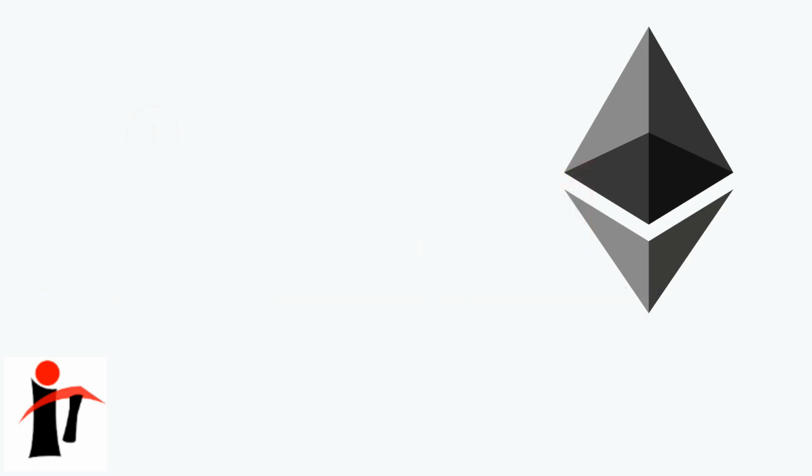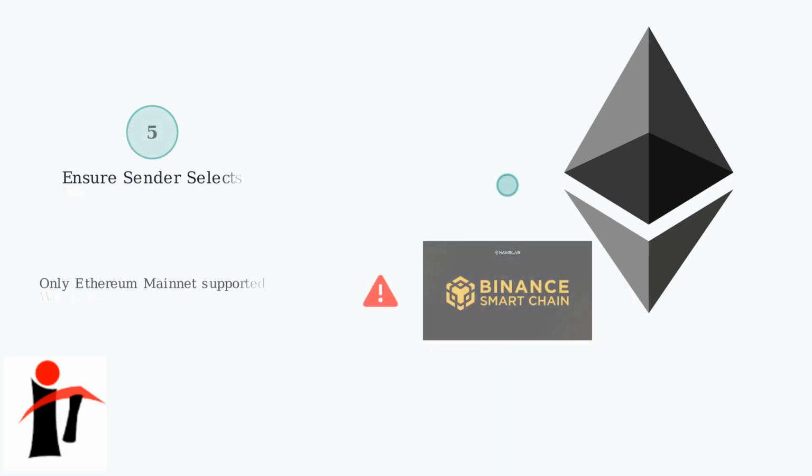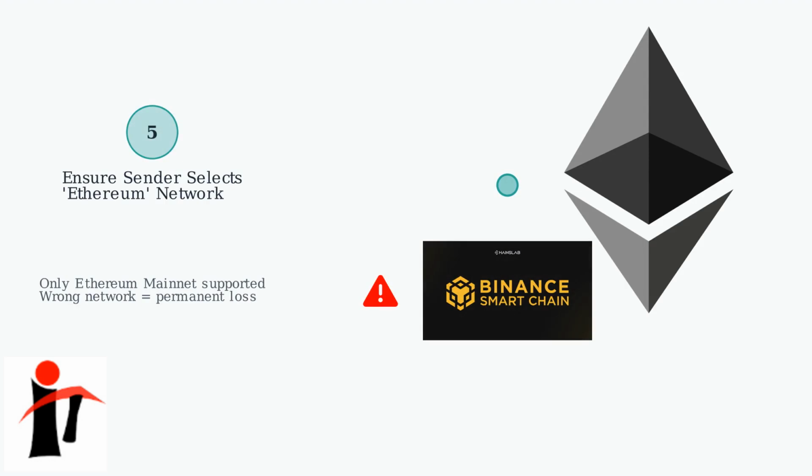This address is a 42-character hexadecimal string that always starts with 0x. Copy this address carefully and share it with the person sending you ETH. Crucially, instruct the sender to select the Ethereum network when sending. Webull only supports ETH deposits on the Ethereum mainnet. Using any other network, like Binance Smart Chain, will result in permanent loss of your funds.